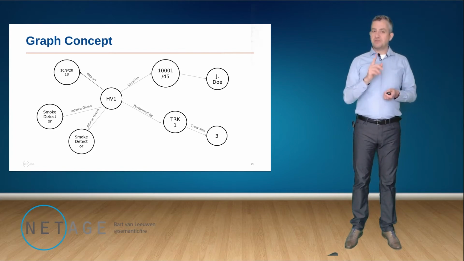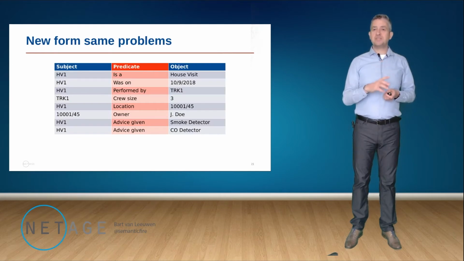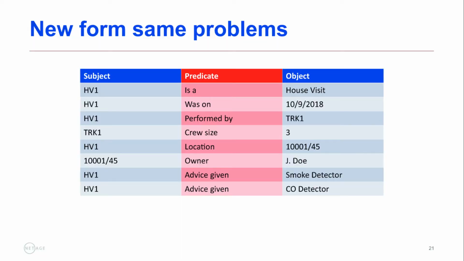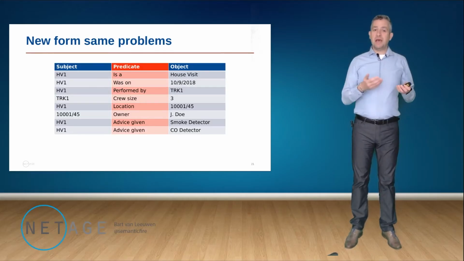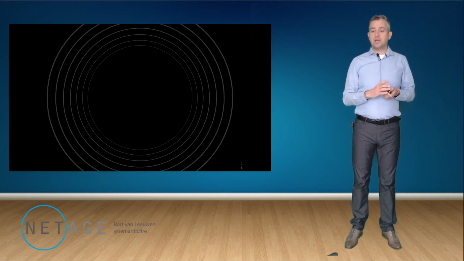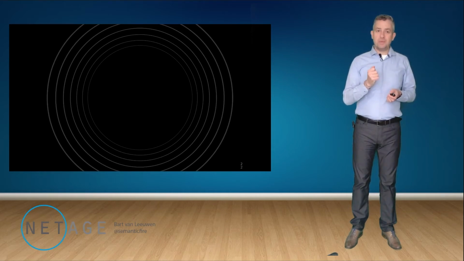But it's great. But we have a new format. We still have the same problems because this middle column is still ambiguous. Is a, was on, performed by, crew size, etc., etc. So even though we created a different model, which is easier to understand for us because it uses the same way of associating information as we do in our heads, we still have this ambiguity on what various things mean. So we need to go one step further. We need to go to a step where we can actually make sure that when we use this model, people will be able to understand exactly what we mean.